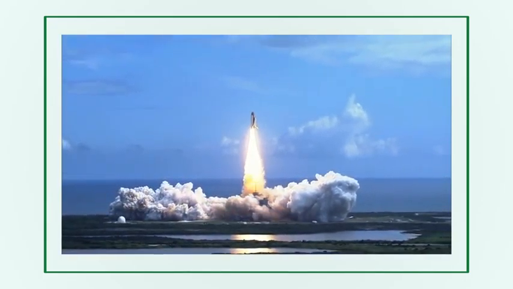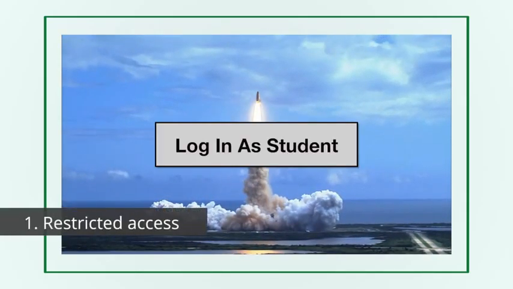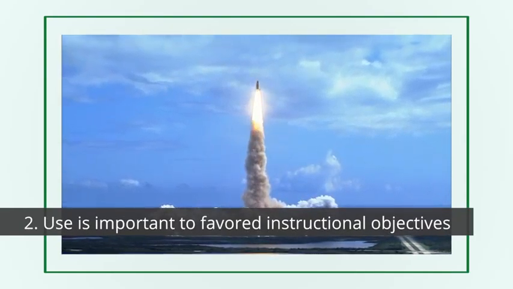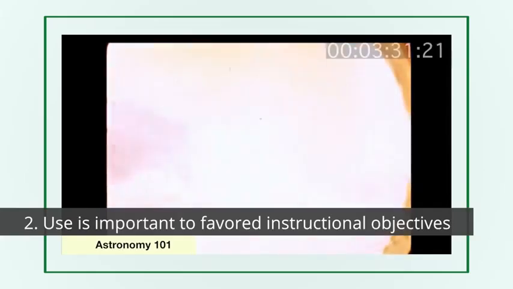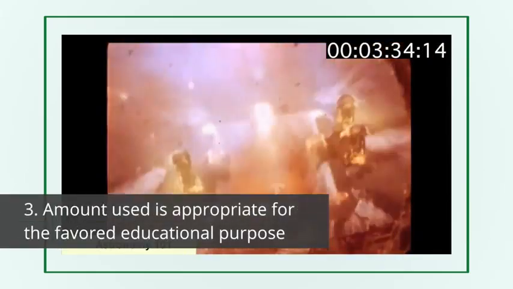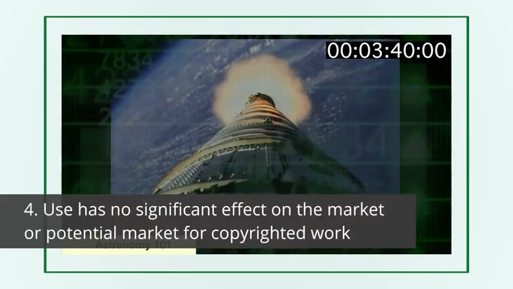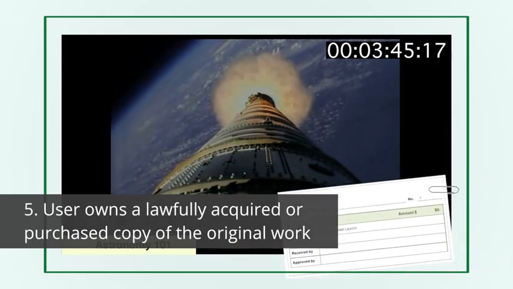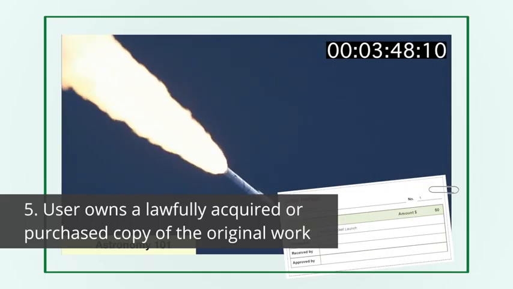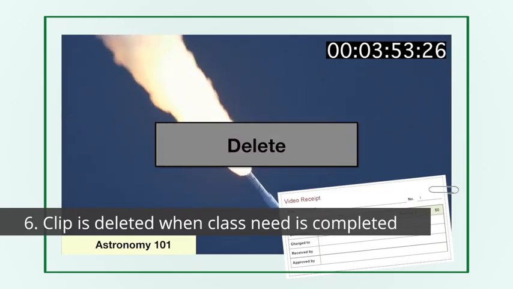If you want to show film or media clips, keep these items in mind. Number 1. There is restricted access to students or other appropriate educational groups. Number 2. The use is important to favored instructional objectives. Number 3. The amount used is appropriate for the favored educational purpose. Number 4. The use has no significant effect on the market or potential market for the copyrighted work. Number 5. The user owns a lawfully acquired or purchased copy of the original work. And number 6. The clip is deleted when the class need is completed.